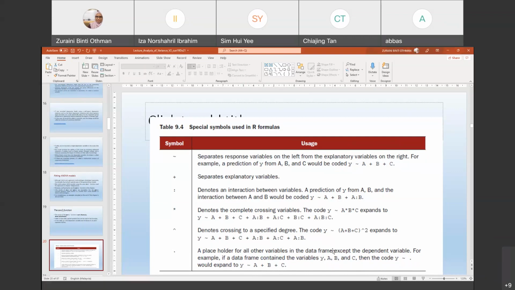Okay, later you will use this formula to compute Anova, analysis of variance, based on your case, what you want to know. If there is any question, please ask.